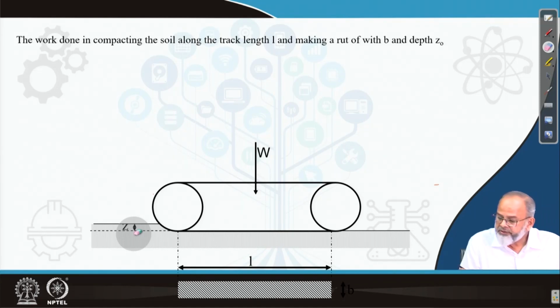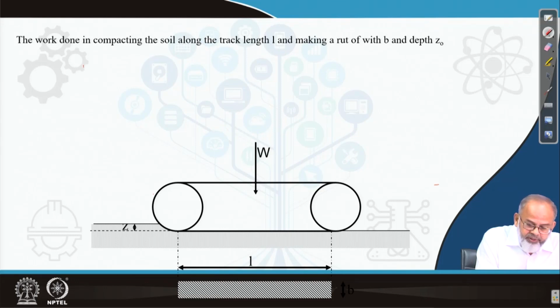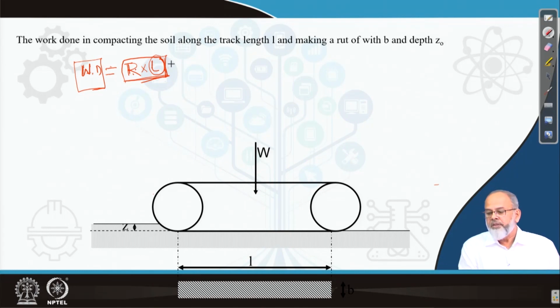And if that is so, then I can write work done in compacting the soil will be equal to your towing force. Towing force, if you denote it as R, it has to be towed for a distance L. So this will be the expression. Work done in vertically compacting the soil to a depth Z0 will be equal to the towing force and the distance up to which it is towed. So with this background, we have to now find out what will be the rolling resistance for a track.